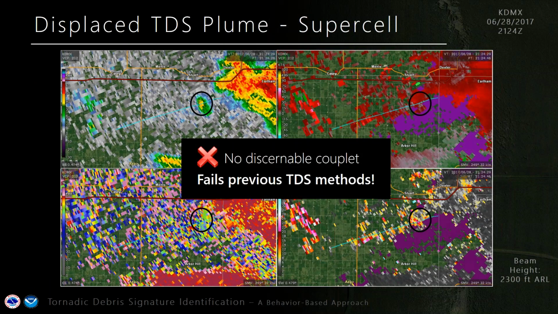And then finally, towards the end of the tornado track, you start seeing a widening of that reflectivity maxima as well, but really there's just no discernible couplet. So previous methods might not have called this a TDS, even though the behavior matched, because of the lack of a couplet, even though we were in the right area of the storm.